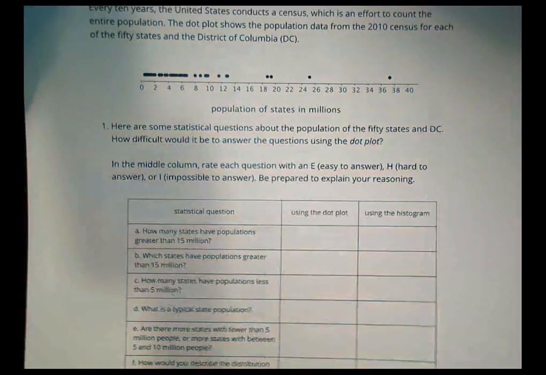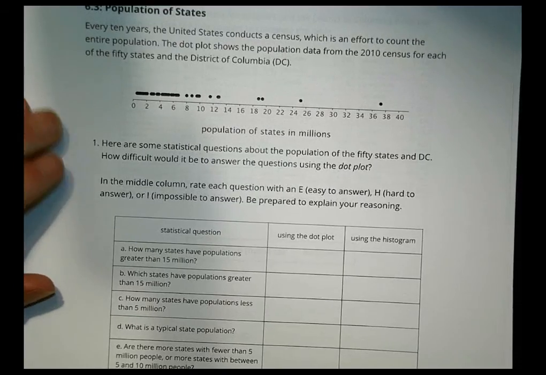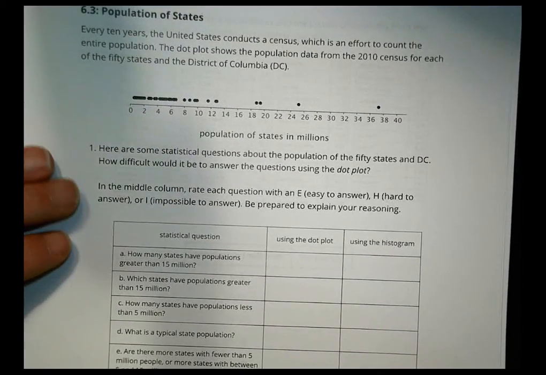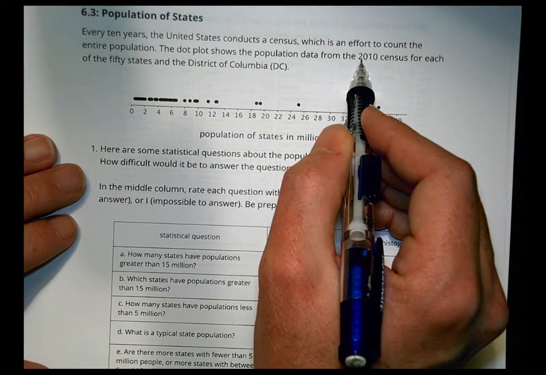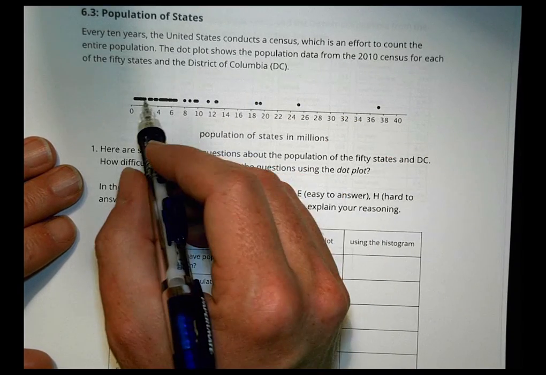Okay, that's okay when you're working with 40 dogs, or whatever it might be, things you can measure and look at. But let's look at the next question, where suddenly we have more values in a short little space, and they all are different. Every 10 years, the United States conducts a census, which is an effort to count the entire population. The dot plot shows the population data from the 2010 census for each of the 50 states and the District of Columbia. So you can see all the dots there.